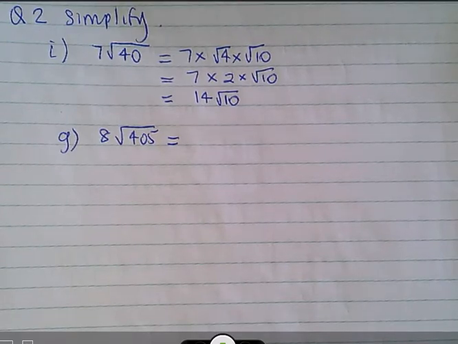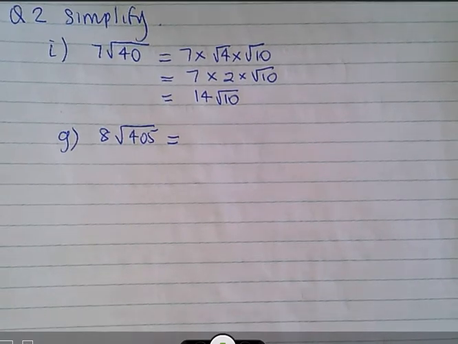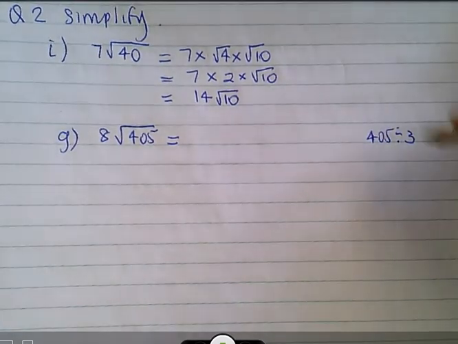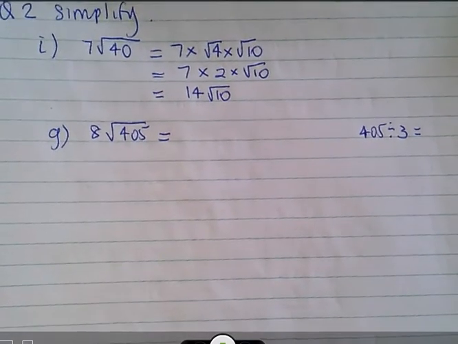And you know what? Is it divisible by 3? It is. You know how you know? Guys, we've got to go back to year 7. A number is divisible by 3 if the sum of the digits is divisible by 3. So what's 4 plus 0 plus 5? 9. So what you can do, you can divide that by 3 on your calculator. What do you get?